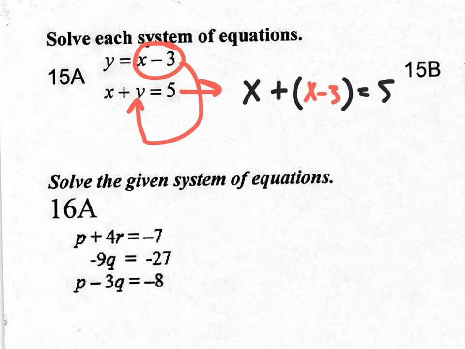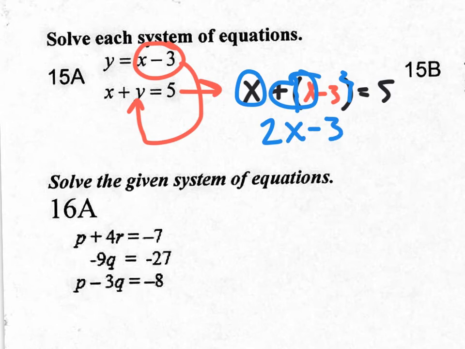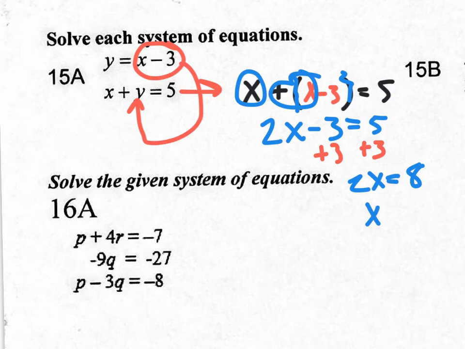Okay? Now notice that the parentheses are unnecessary because there's no number to distribute. So you don't even need the parentheses. You could just jump right into combining like terms. Pretend the parentheses are not even there. So you could add x plus x. That's 2x minus 3 equals 5. Of course, you're going to add 3 to both sides. And you're going to have 2x equals 8, which means x equals 4. So you have one answer.